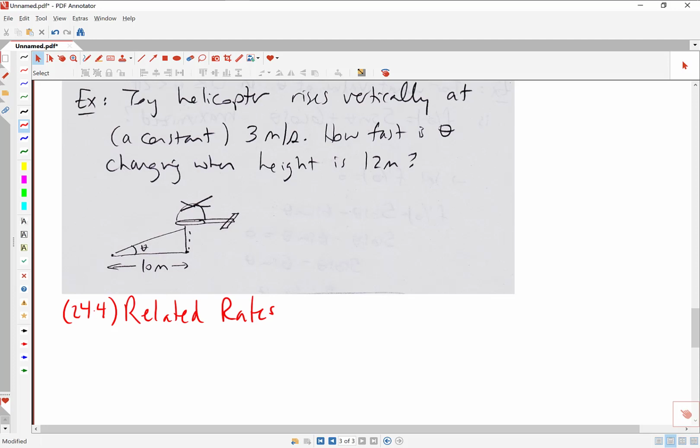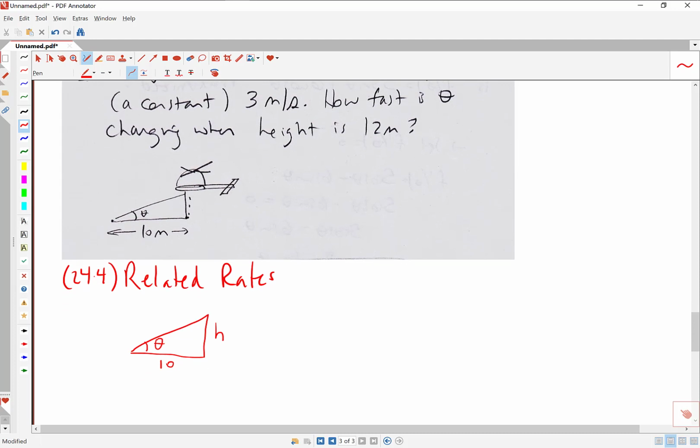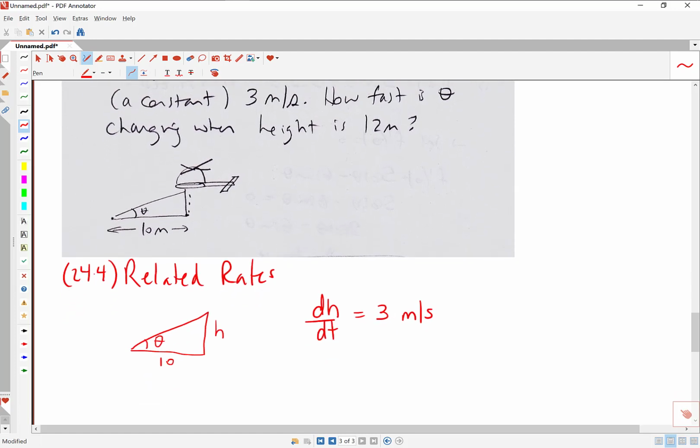So first thing we should do is just to introduce a variable. Let's redraw the diagram, just the important pieces of the diagram here. So we've got our angle theta. We know this horizontal distance is 10. We know the vertical distance is changing over the course of the problem. So maybe let's call that h, or you might want to call it y. So let's call that the height of the helicopter. And we know that that height is changing at a rate of 3 meters per second. So that is dh by dt, the rate of change of the height with respect to time. It's positive because we're told that the helicopter is rising.